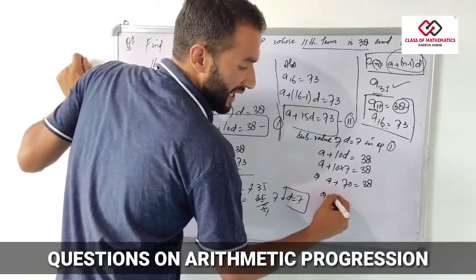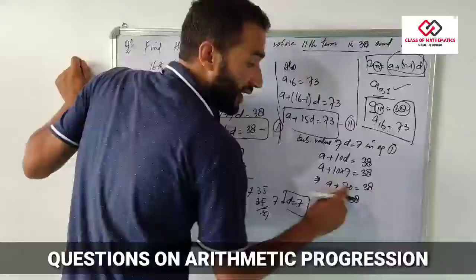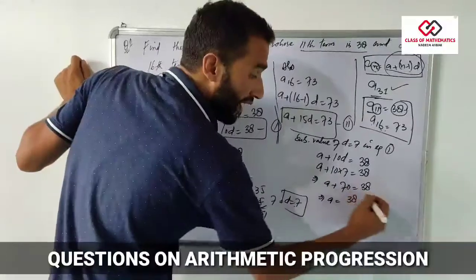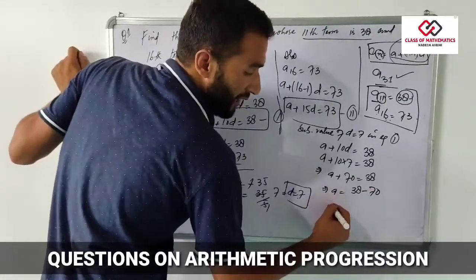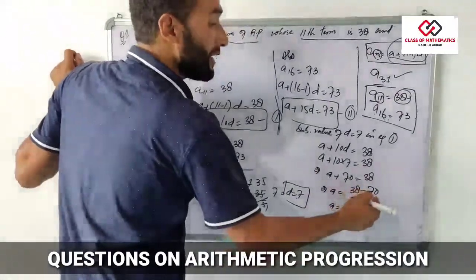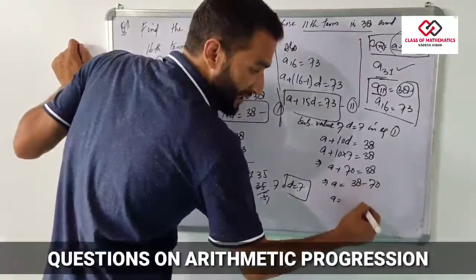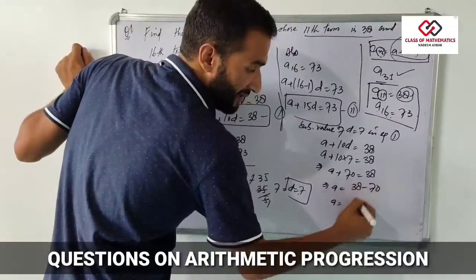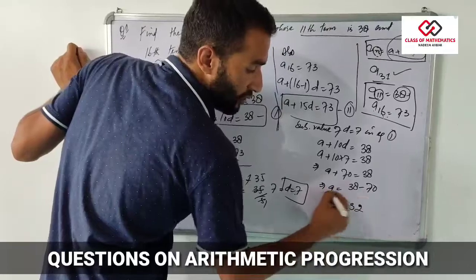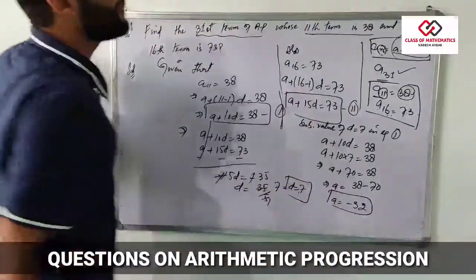So which implies A will be equal to 38. When I transform this to that side, it will be minus 70. So A will be equal to 38 minus 70. That is 10 minus 8, that's 2. It is 6 minus 3, that's 3. But it will be minus 32. So A we have found, and D also we have found.